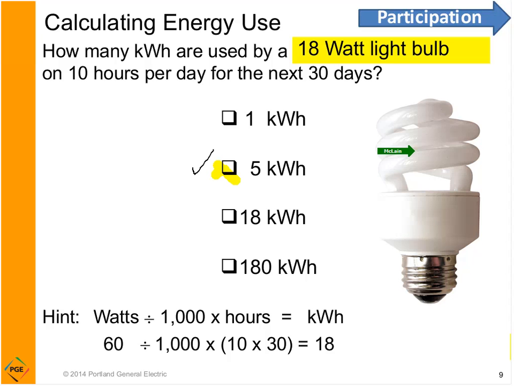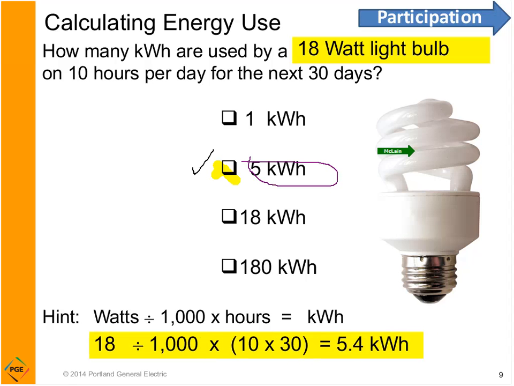So I'm using lighting because it's fairly easy and everybody has it, but it can add up quite fast. And sure enough, it looks like you've got your calculators, and 18 divided by 1,000 times the number of hours, 5 kilowatt hours would be the amount for one of these bulbs. So you can see the number moved quite a bit from 18 down to 5. So technology and efficiency can really pay off.